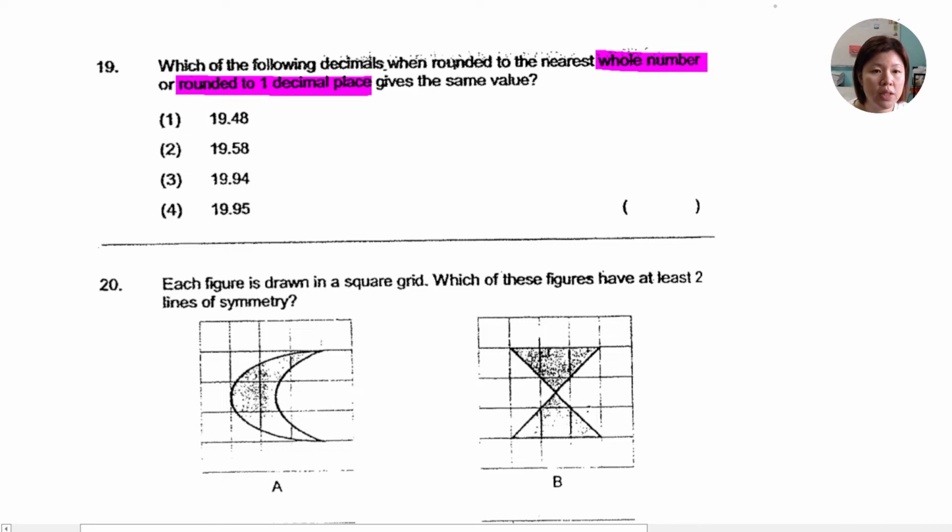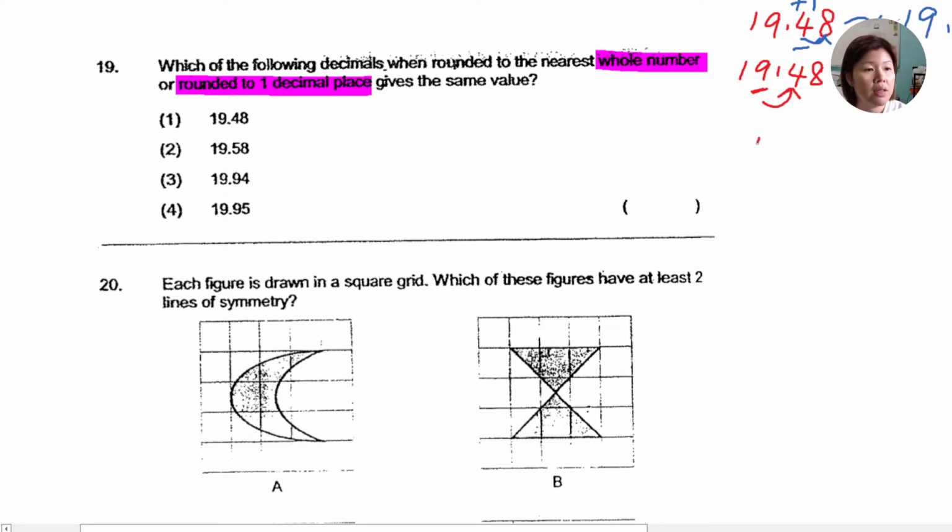19.48. Let's do working here. Okay, 19.48. If I round off to the nearest one decimal place, I will look at 4 and my neighbor 8. So it's more than 5, so I will plus 1. It will give me 19.5. Okay, so if it's whole number, let's go back. Whole number, I'll look at 9 and my neighbor 4. So it's not more than 5, it's between 0 to 4, so it will remain as 19.